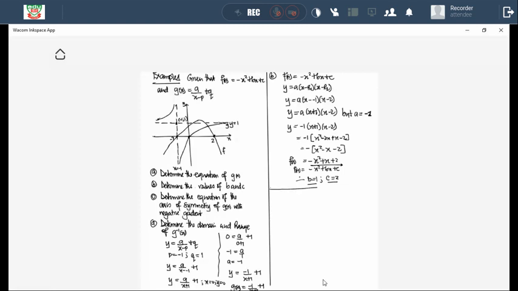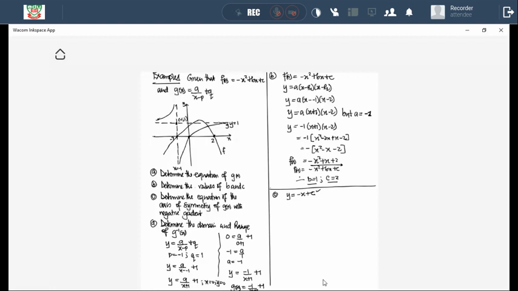Okay, right. I'm now looking at C. Determine the equation of the axis of symmetry of G with negative gradient. Remember, we said there are two axes of symmetry of a hyperbolic function, one with positive gradient and the other one with negative gradient. The one with negative gradient is y equal to negative x plus a c. All I'm supposed to do is to get the value of what? C. Then I'll be able to come up with what? The equation.